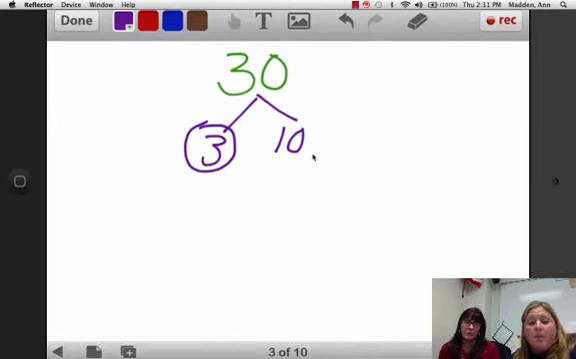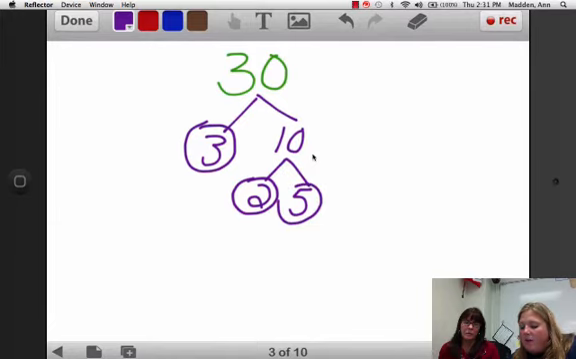This is the start of my prime factorization. I'm trying to find all the prime numbers that multiply together to make 30. 10 is not a prime number. 10 is a composite because I can multiply 2 times 5. Let's take a look at 2. 2 is a prime number. The only thing I multiply is 1 times 2. 5 is also prime. 1 times 5 is the only way I can get to 5.